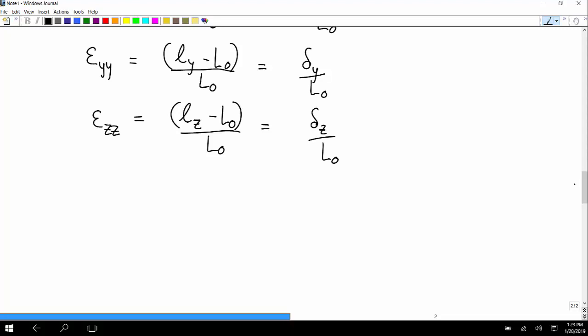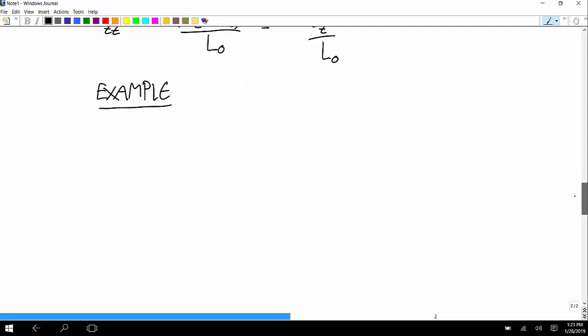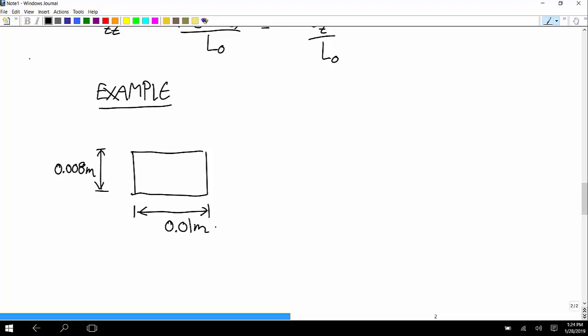Well, let's do an example. So let's say that you have a material that starts out as 0.008 meters and a length of 0.01 meters.